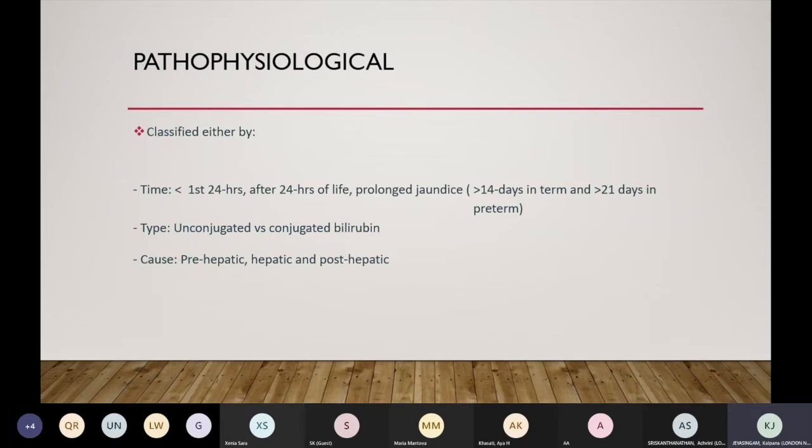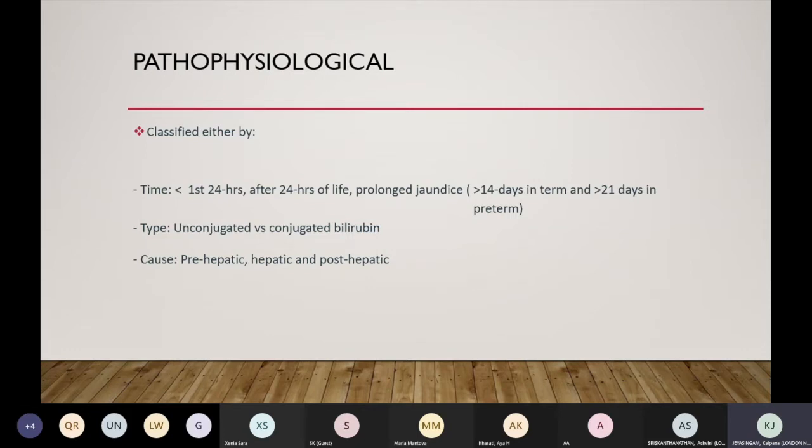Did the baby get jaundice when they were less than 24 hours of age? Was it after 24 hours of age, or is it what we sometimes call prolonged jaundice? Prolonged jaundice is when the jaundice goes on for more than 14 days in a term baby and more than 21 days in a preterm baby. That's just correcting for the gestational age.